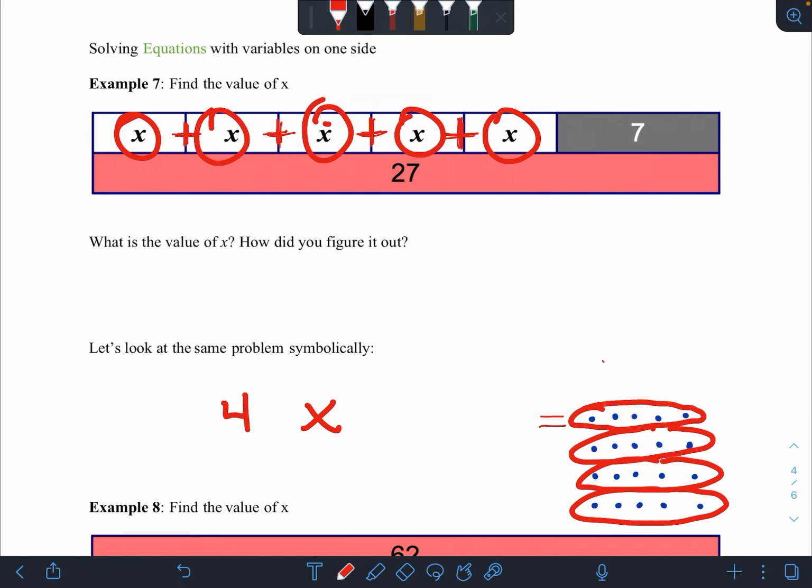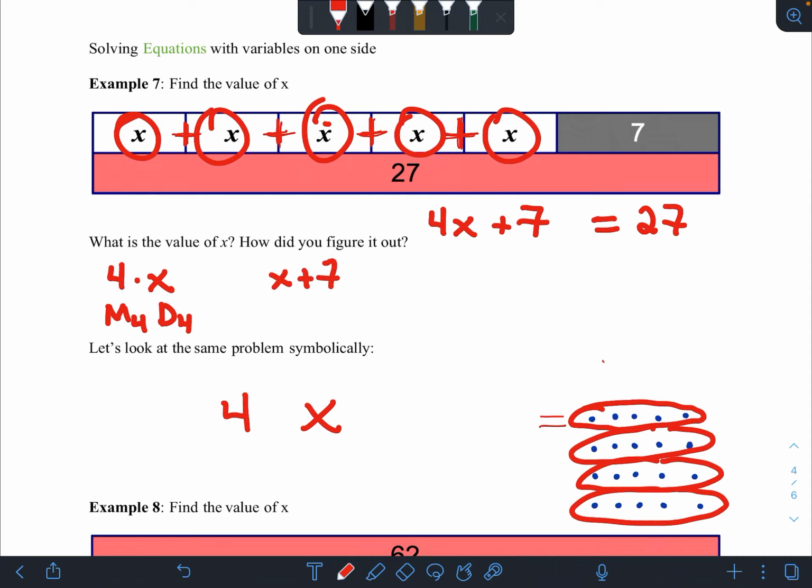Mathematically, let's talk about what we just did here. We have 4 x's and we have a 7. So 4x plus 7 equals 27, right? Now, we combined a couple of things here. We know that if I have x, I multiplied it by 4. If I multiply by 4, the opposite is to divide by 4. We had an x there and we added 7. If I add 7, the opposite of adding 7 is to subtract 7.